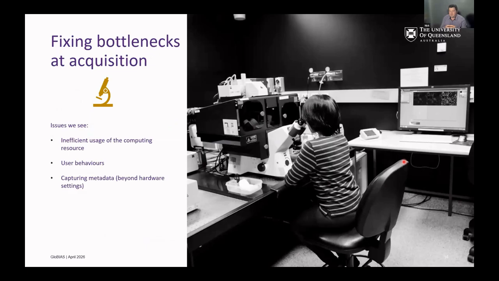So there are bottlenecks that we've seen all the way through that pipeline. And I don't like to think that we've addressed all of them. These are just some of the things that we're doing that we've seen really positive benefits from. So at the microscope, the computers that the vendors give us are usually pretty poorly spec'd. We see pretty poor user behaviors that we can try and address, and capturing metadata at the microscope is also something that we think is quite important.